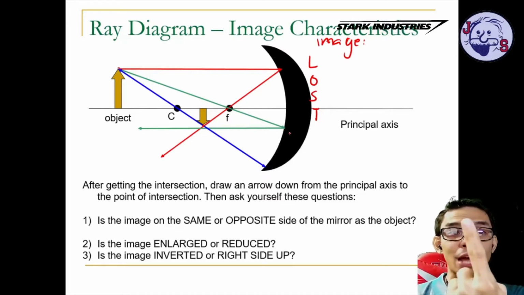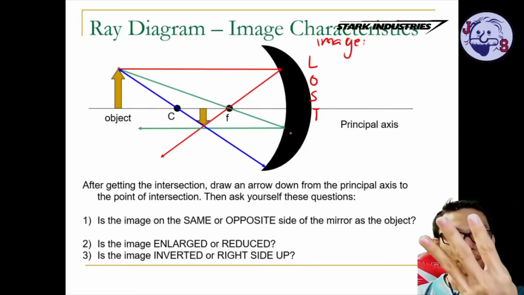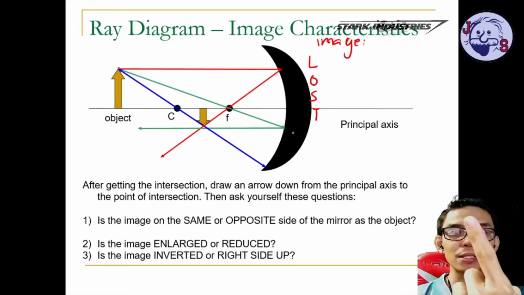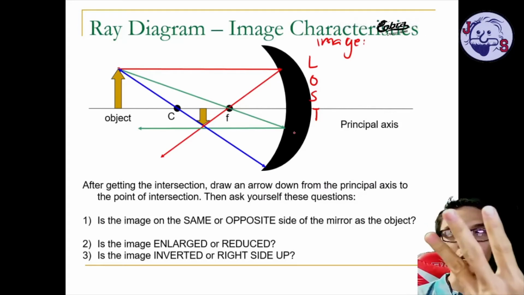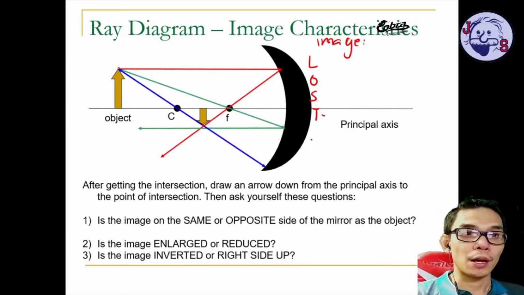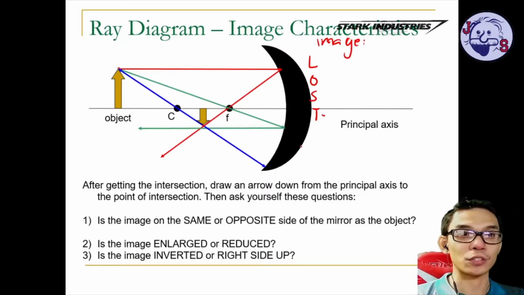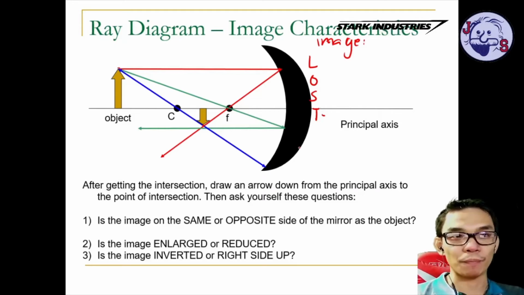Number one is same size. Number two is reduced. Number three is enlarged. Again, same size, reduced, enlarged. And finally, we have the type of image. We have two types: real image and virtual image. There is nothing in between, no more than that.